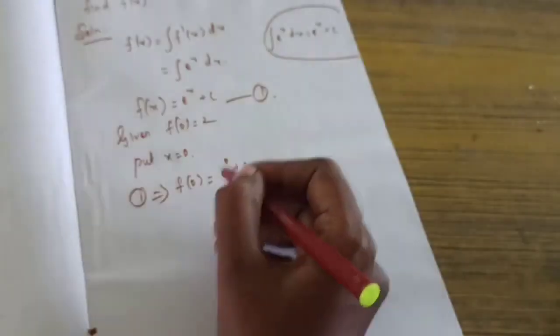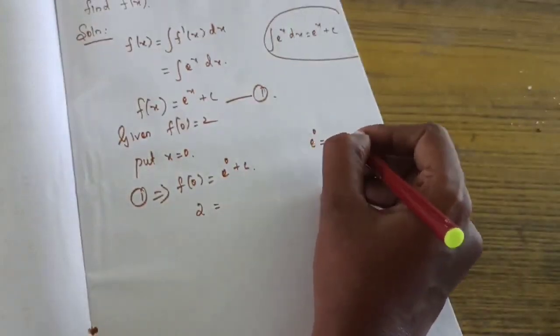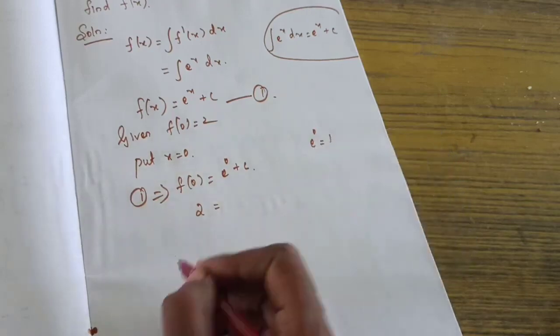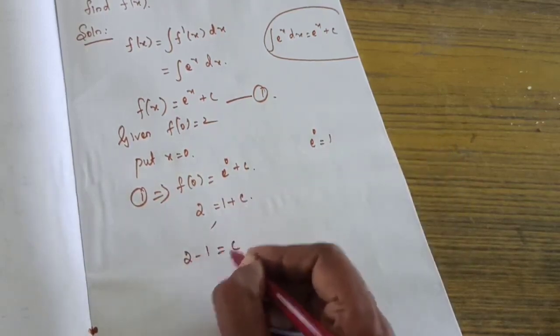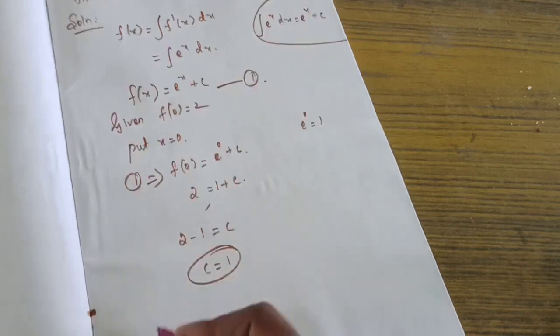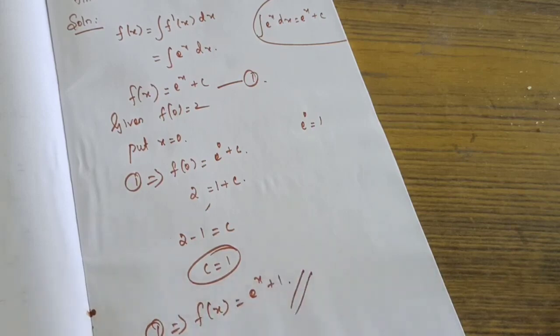So f of 0, what's the value? 2. What's the value for e power 0? Any number power 0 is 1. Correct? So 1 plus c. Bring this to here. 2 minus 1 is equal to c. So c equals 1. Now substitute in equation 1. F of x is equal to e power x plus 1. That's the answer. Got it?